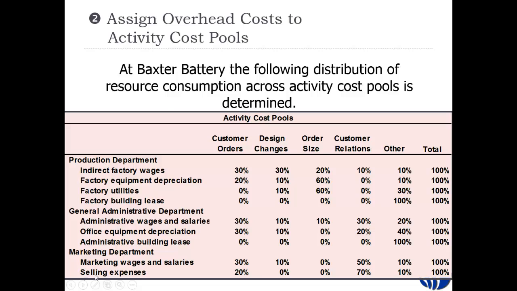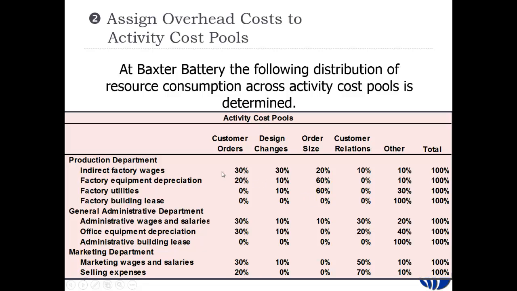Okay, so I guess I should start out by describing what's on this table. We've got in this first column the different line items for our indirect costs, and then in each column we've got a column for our different cost pools. All right, so customer orders, design changes, order size, customer relations, other, and then the total. And then each line here adds up to 100%, and basically what we're doing is determining that 30% of these indirect factory wages are associated with activities in the customer order cost pool, 30% associated with activities in the design change cost pool, 20% in the order size cost pool, 10% customer relations cost pool, 10% in other. All right, and then we do that for each one of those.